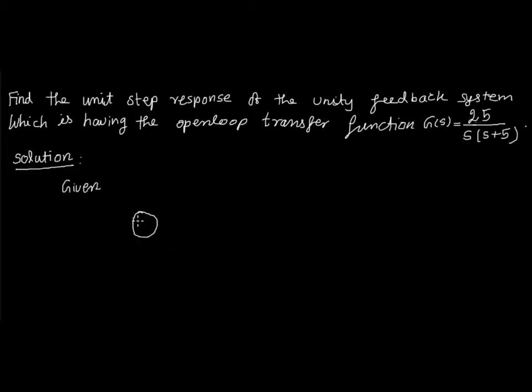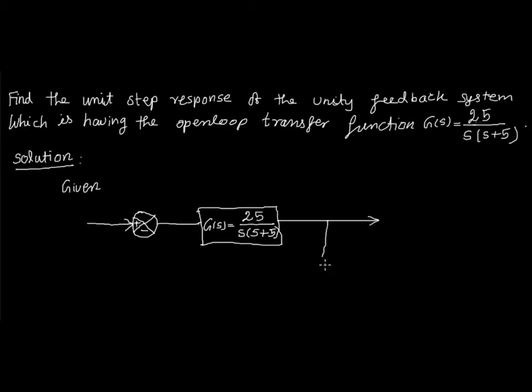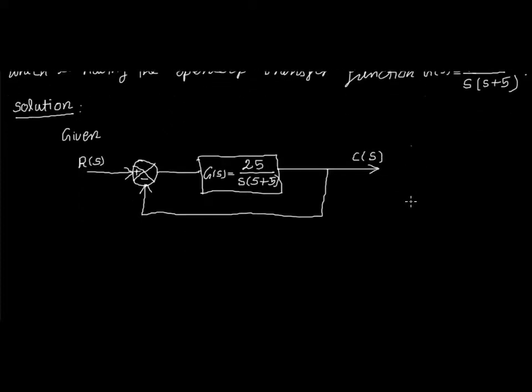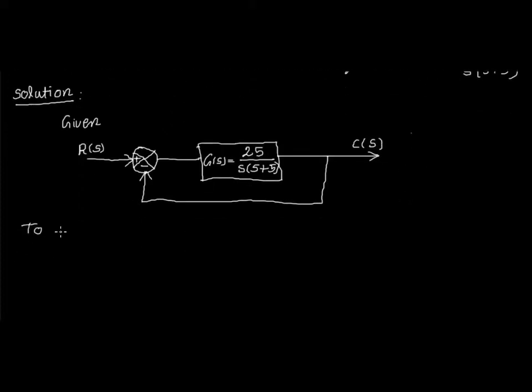From the given open loop transfer function, we can draw the block diagram of the system. Here this is a unity feedback system with negative feedback, so we can draw the block diagram like this. Its forward transfer function is G(s) equal to 25 divided by s into (s plus 5), input R(s) and output C(s). So this is the block diagram.